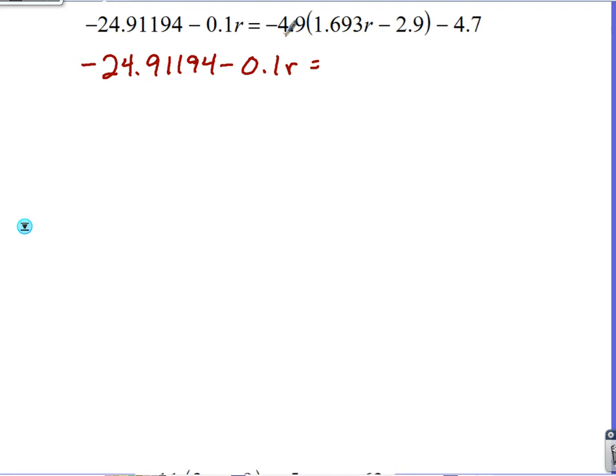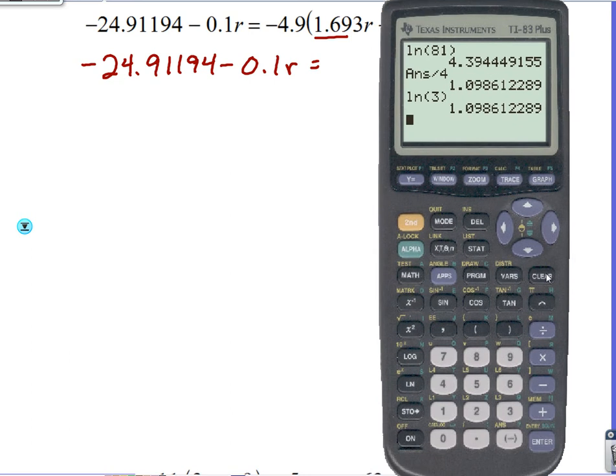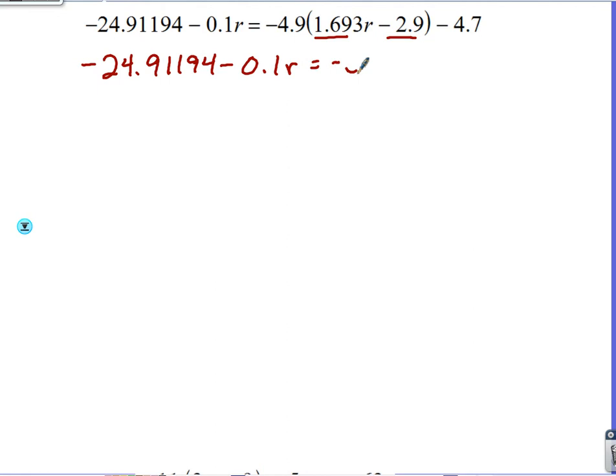So we've got to do distributive property, negative 4.9 times both of these. I'm not going to worry about my negatives; I know my rules for negatives and positives. I'm only concerned with what is 4.9 times 1.693. And I get 8.2957, so that is negative 8.2957. Everybody good with that? Now I've got to do negative 4.9 times negative 2.9, which is a positive.